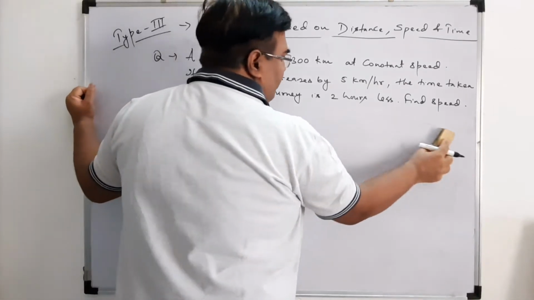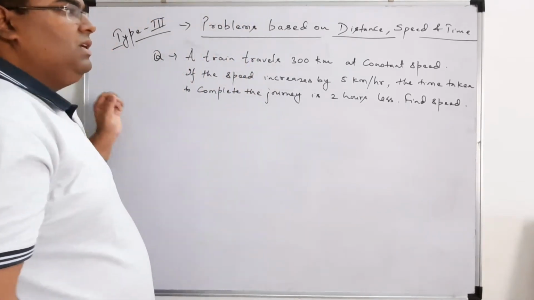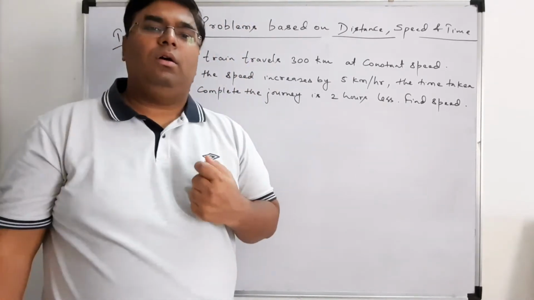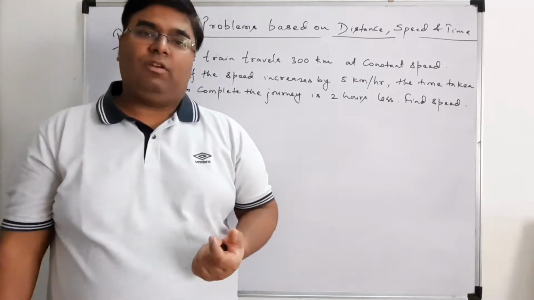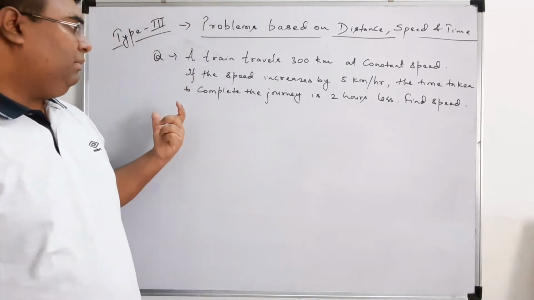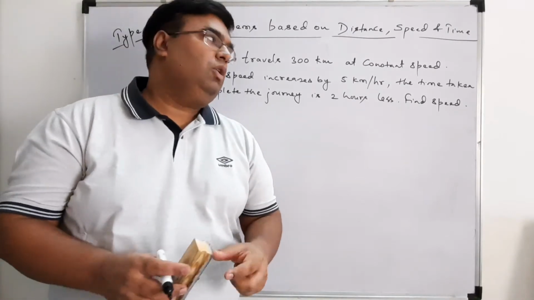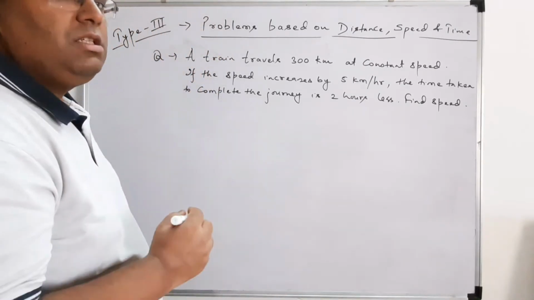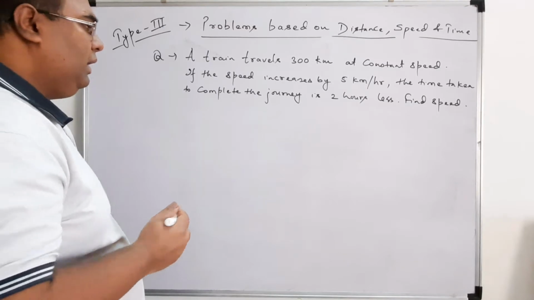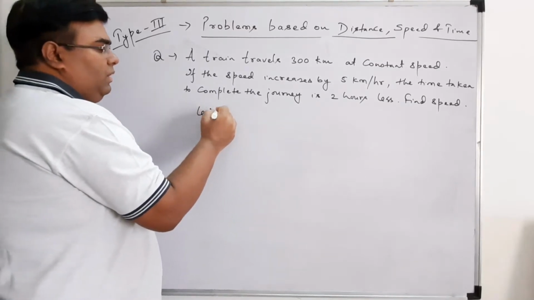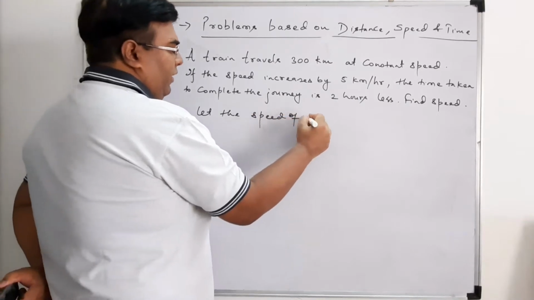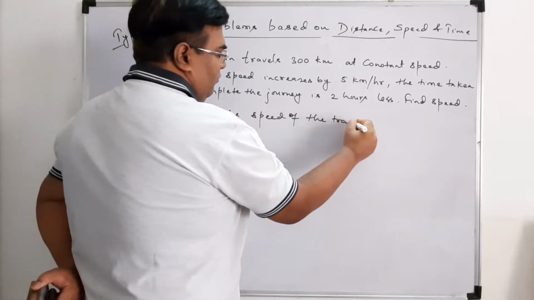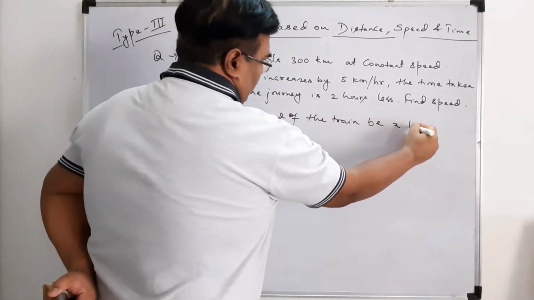How to do this? A train travels 300 km at constant speed. If the speed increases by 5 km per hour, the time taken to complete the journey is 2 hours less. Find the speed of the train. So let the speed of the train be x km per hour.